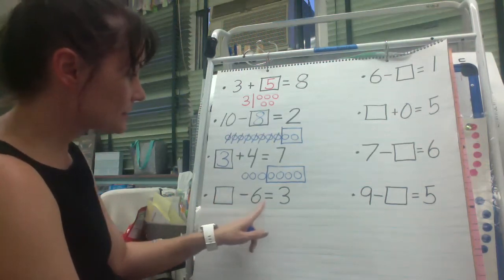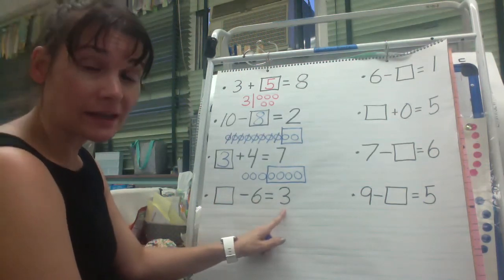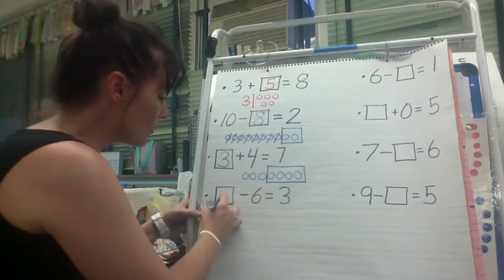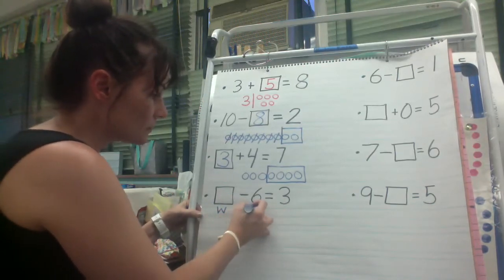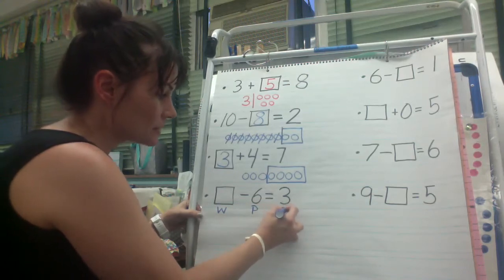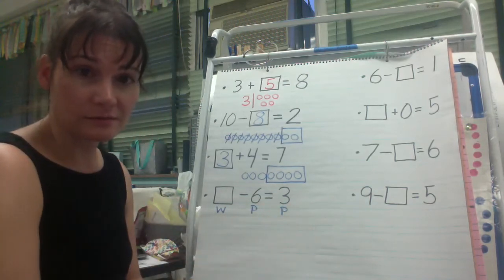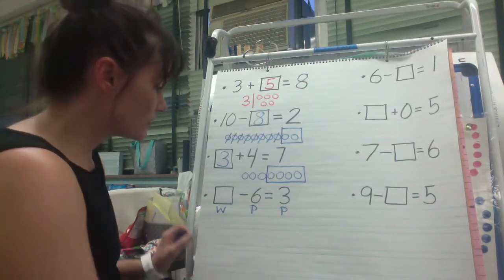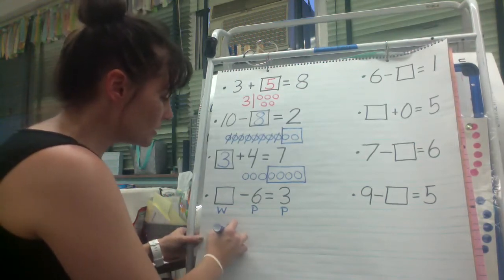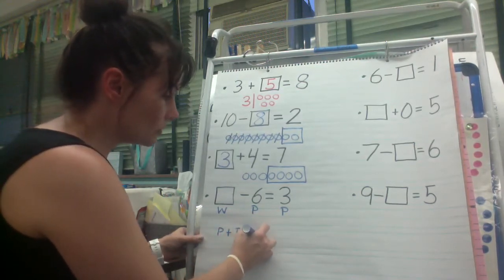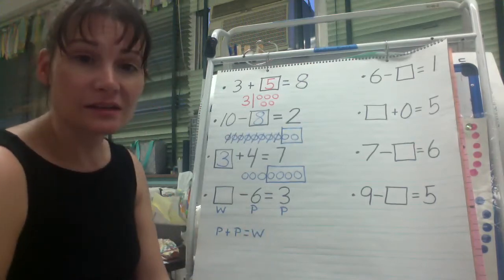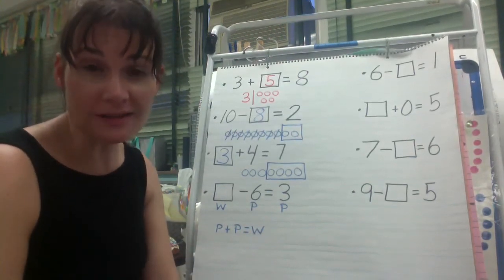Now this one's tricky. Something minus 6 equals 3. Again, a subtraction. Our whole is always first. It minuses a part to get to the other part. You can always think your part plus your part equal your whole. Take a minute, hit pause, and solve your problem.